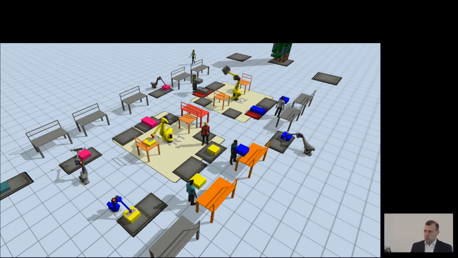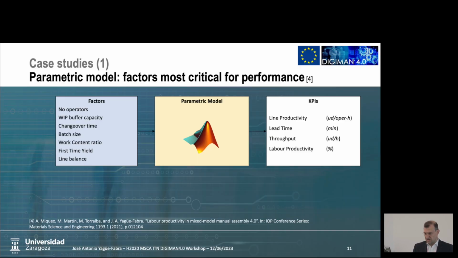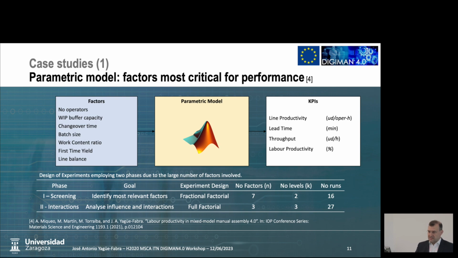But the important thing is that we use this simulation model to really get the results, what we could expect from this new line. So the parametric model, the first one. First, with this, we obtain the most critical factors. We use a design of experiments because we had many different possibilities, many different factors: number of operators, changeover time, etc. We introduced that in MATLAB and we obtained different KPIs. Well, we made this design of experiments in two different steps to get the most influential parameters.